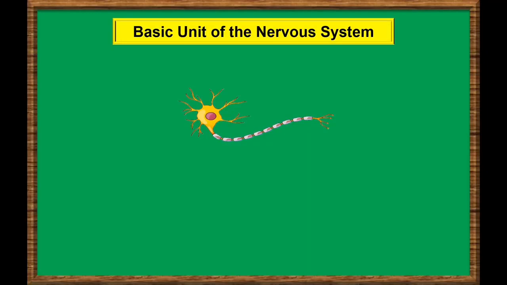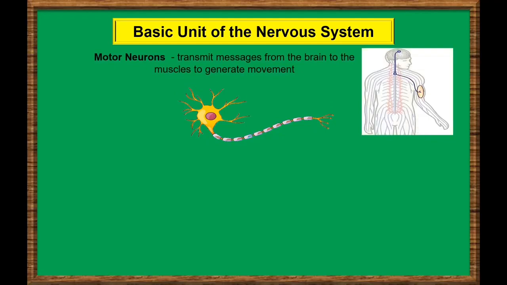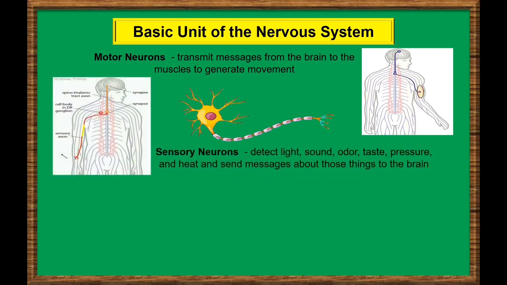Different types of neurons control or perform different activities. For instance, motor neurons transmit messages from the brain to the muscles to generate movement. The sensory neurons detect light, sound, odor, taste, pressure, and heat and send messages about those things to the brain.